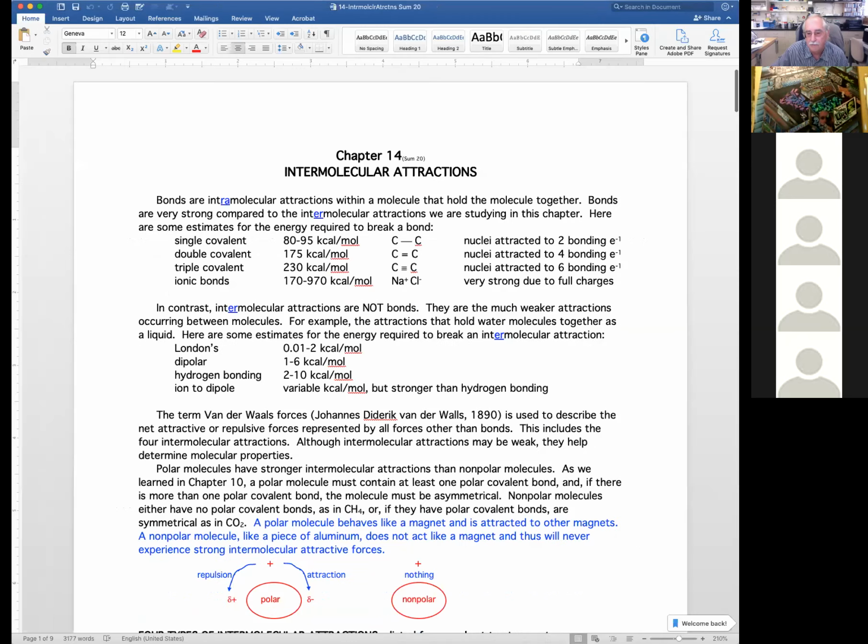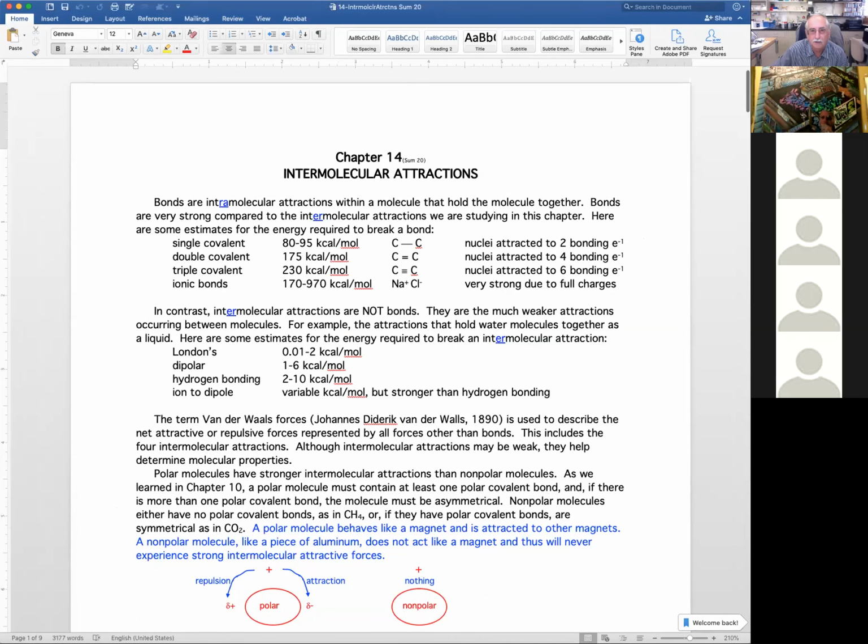Okay, so this chapter we've alluded to many times. I'm trying to get you to understand how chemistry can help you see how the world works. So it's called intermolecular attractions. That's between molecules. In contrast, bonds are intramolecular attractions, and they're way stronger.